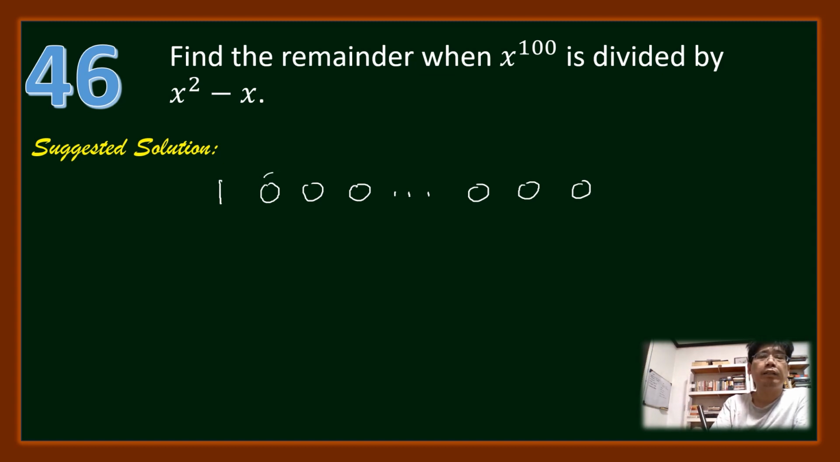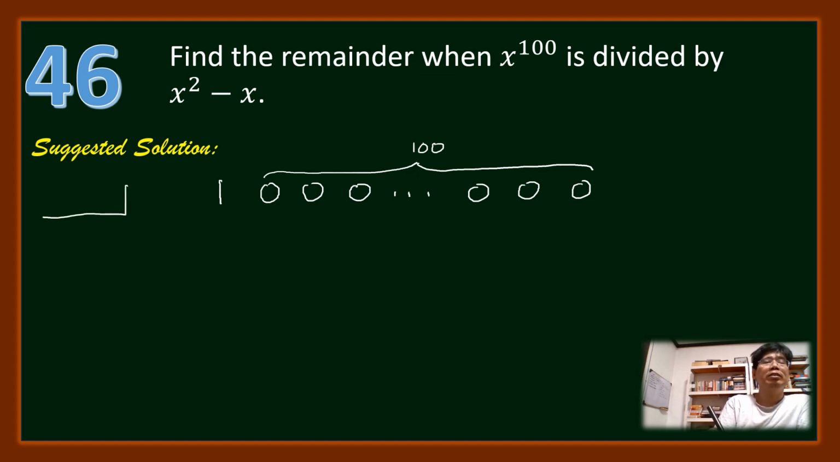So we have 1 and 100 of these zeros. For the divisor, we get the opposite sign of the coefficients in the second term and the constant term in the quadratic divisor. The coefficient of the second term is -1, so we have +1. And then we have no constant term, therefore we'll use 0. Then let's proceed to synthetic division, bringing down the coefficient of the leading term.